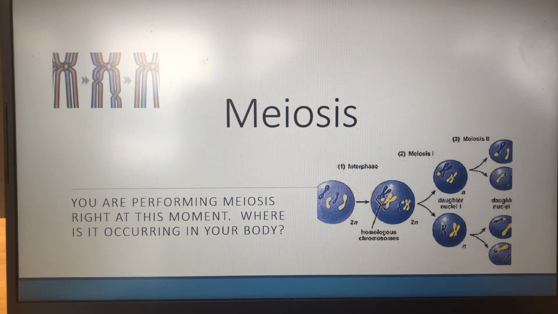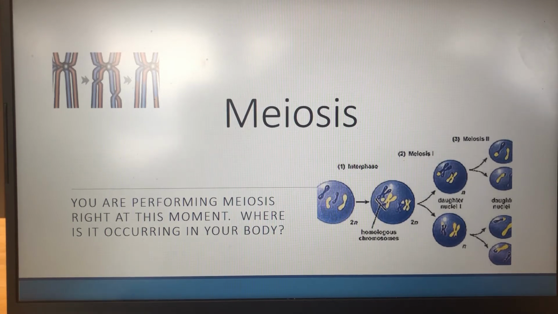definitely I'm asking for more detail and your ability to use the vocabulary in meiosis and apply it in a way that allows me to see that you understand the difference between mitosis and meiosis. So you are performing meiosis right now at this moment.